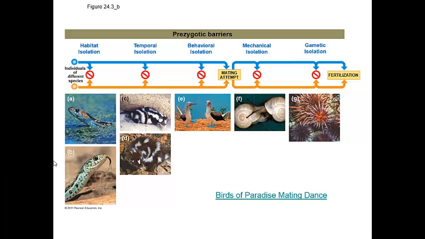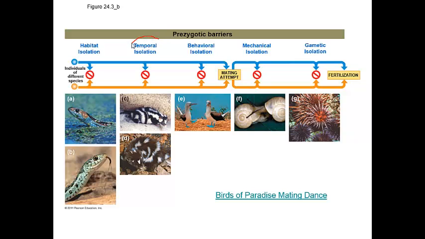Here you see 2 different species of garter snake. They both actually live in the same region. However, species A is an aquatic garter snake. It lives in water, and species B is a terrestrial or land-based garter snake. Since they live in a different habitat, this is going to prevent them from mating.